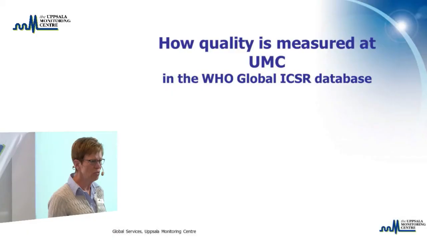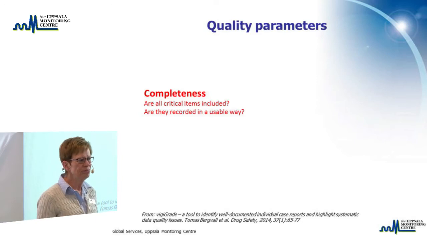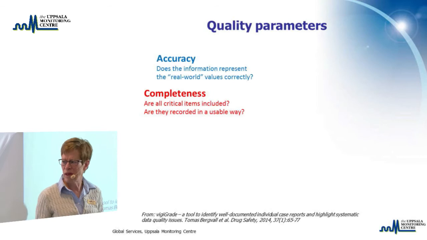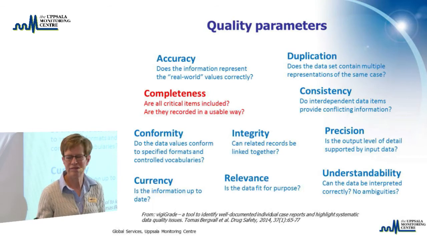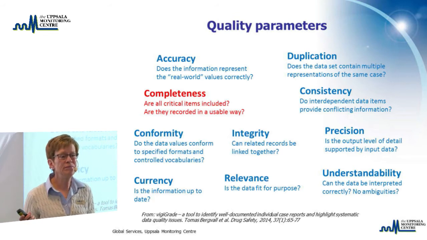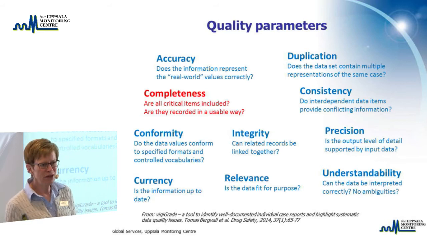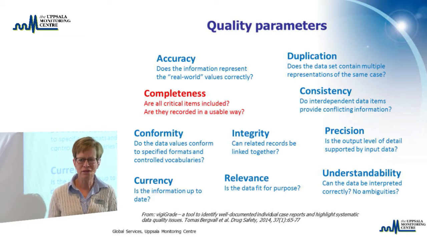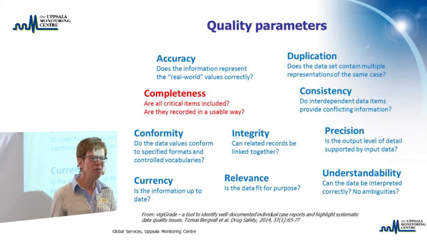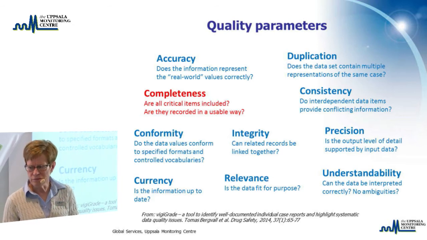Now I'll talk a bit about how we measure quality in the WHO database from those general aspects of quality. There are several quality parameters, 10 on this picture. I won't talk about all of them. A team from our research department has recently written an article in Drug Safety about quality parameters. And if you're interested in quality, I would recommend to read it. It's fairly easy reading. Sometimes their publications contain a lot of statistics, and it's difficult to understand, but this one doesn't. They describe all these 10 quality parameters. And some of them I will talk a bit about.